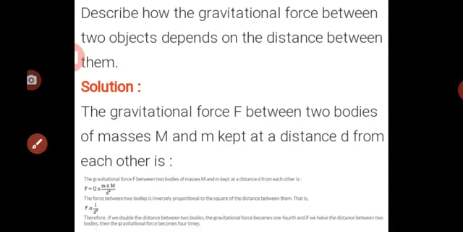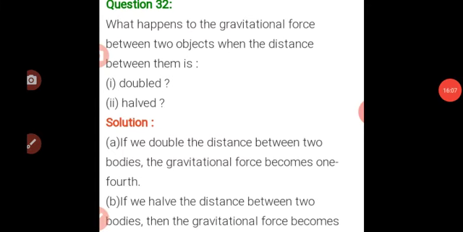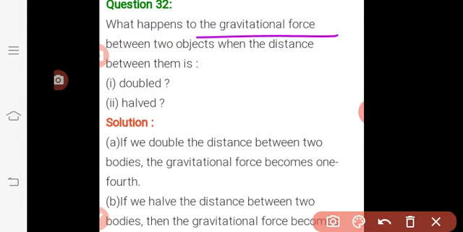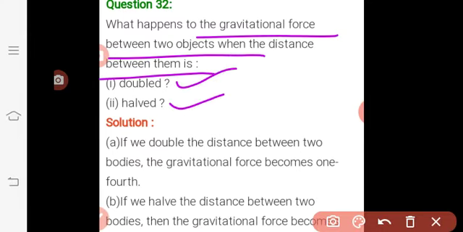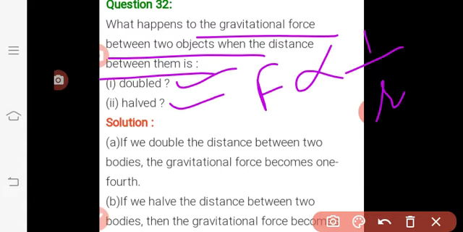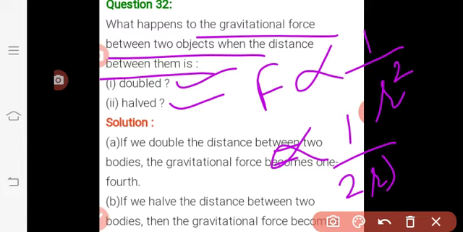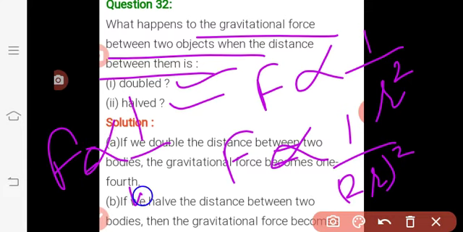ठीक है, देखो, what happens to the gravitational force between the two objects when the distance between them is doubled and halved? It means force is inversely proportional to 1/r square. If the distance is double, it means 2r square, which means this is 4r square. So F is inversely proportional to 1/4r square. It means force is 1/4 times.